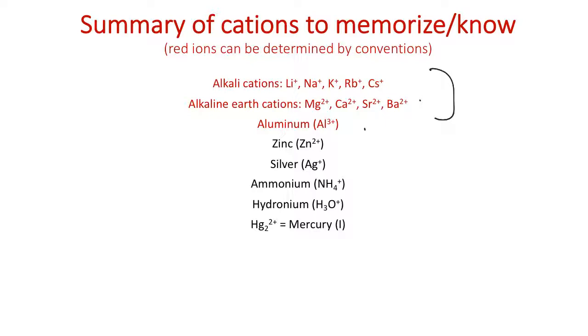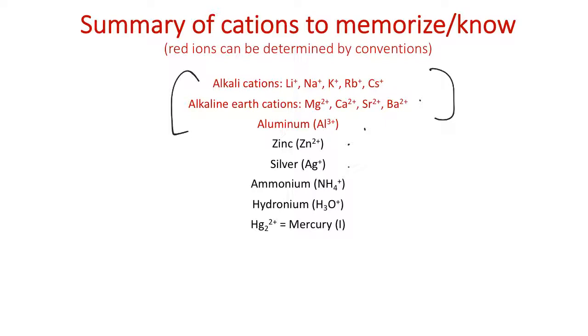Aluminum is three over, so it's kind of like nitrogen adds three to go to a 3 minus. Aluminum can lose three electrons and go to a 3 plus. So these elements only form cations with those particular charges. They don't form any other charged cations. Zinc 2 plus and silver plus are two transition metals that form cations with just those particular charges. So zinc ion is zinc 2 plus, silver is silver plus.